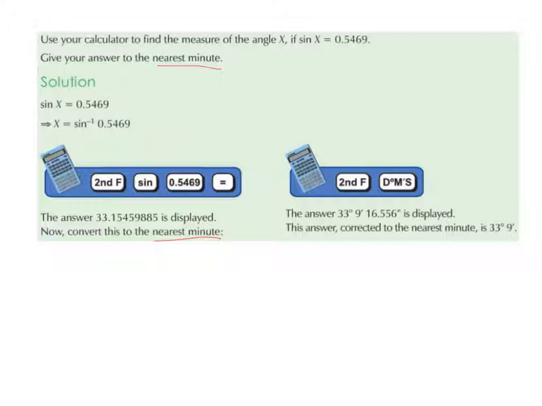Once the answer is on the screen, we then press second function and our degree, minute, second button. And the answer, 33 degrees, 9 minutes and 16.556 seconds, is displayed. This answer, corrected to the nearest minute, is 33 degrees and 9 minutes. Since we had 16 seconds, the 9 rounds down, so it basically just stays as it is.